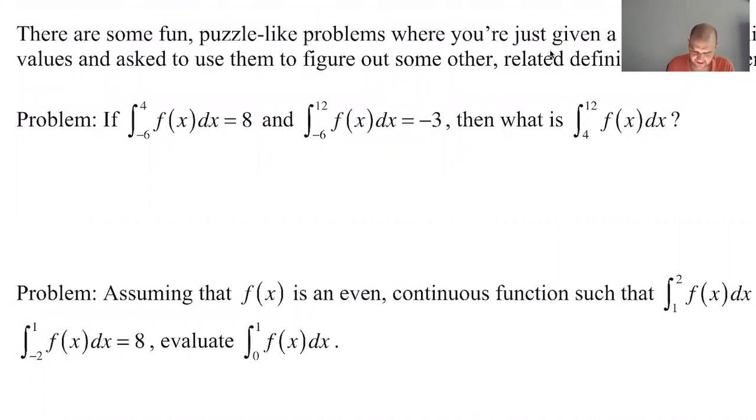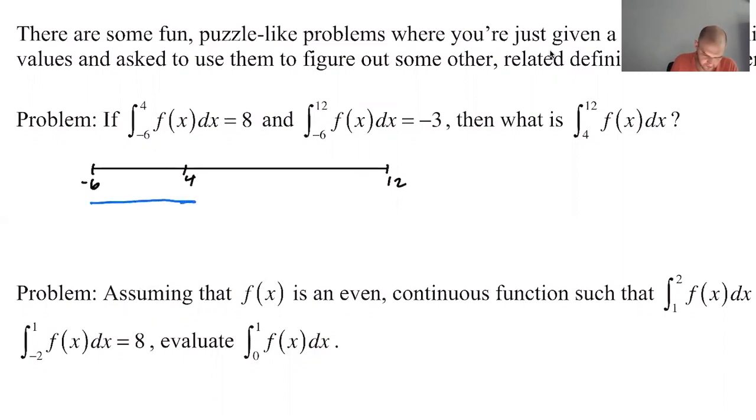So for example, I know -6 to 4, and I need to go from -6 to 12 total. So I could draw one big number line that goes from -6, and then 4 is on there, and then 12 is on there. And so I'm given -6 to 4. You want it to be kind of representative. And then I'm also given -6 to 12.